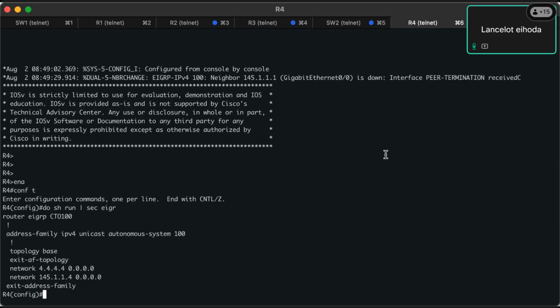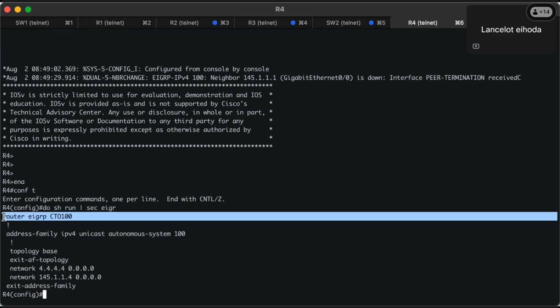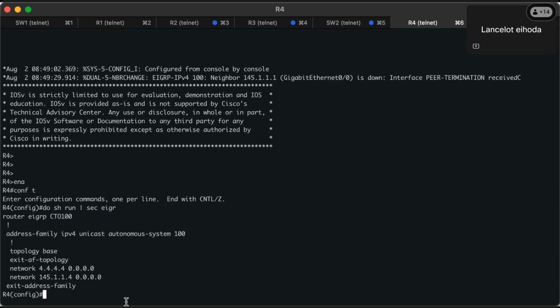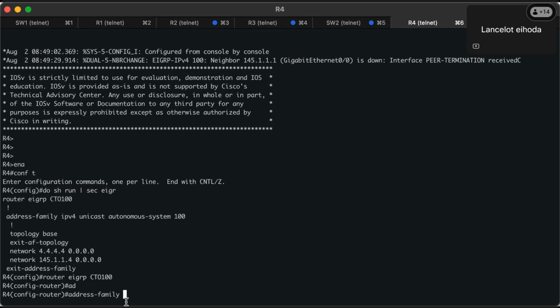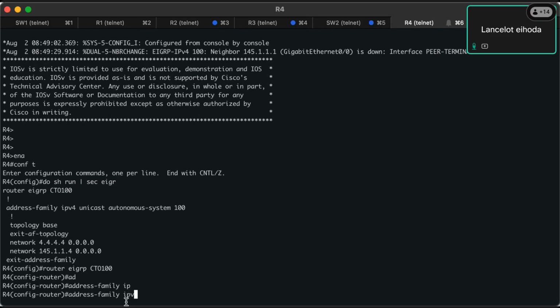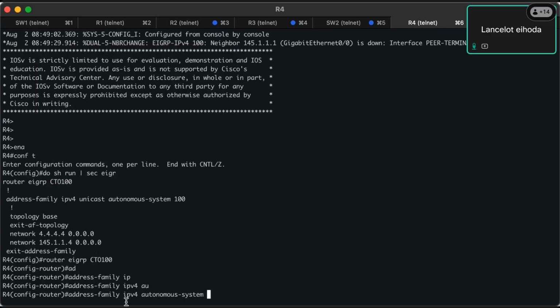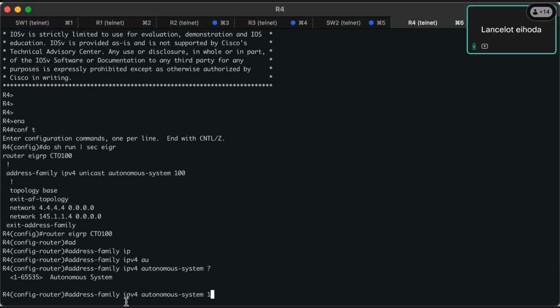Will it work if you have multicast and unicast on one side? It would work, but it's actually just good practice to make sure that they're the same on both sides. So this is the EIGRP context here. Address family, before, red.